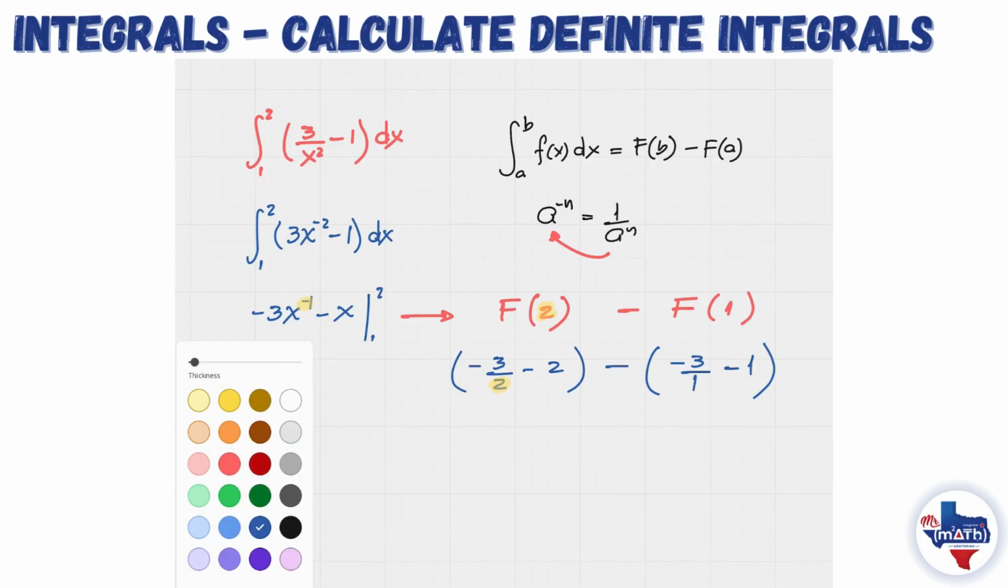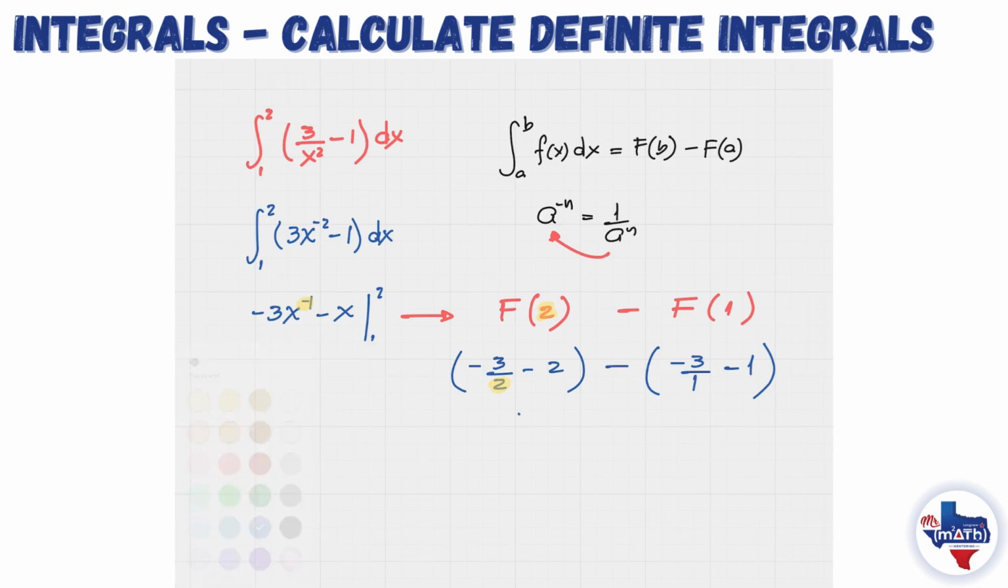Negative 3 halves minus 2. We know that 2 is 4 halves. So this will be negative 7 halves. This one here is 3 over 1. That's negative 3 minus 1. That's negative 4. Will be plus 4.